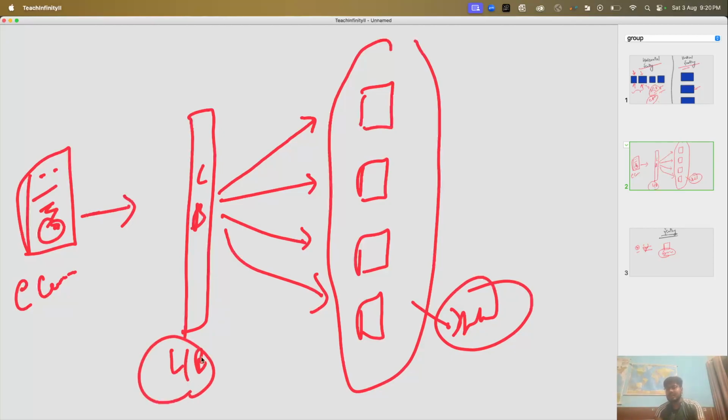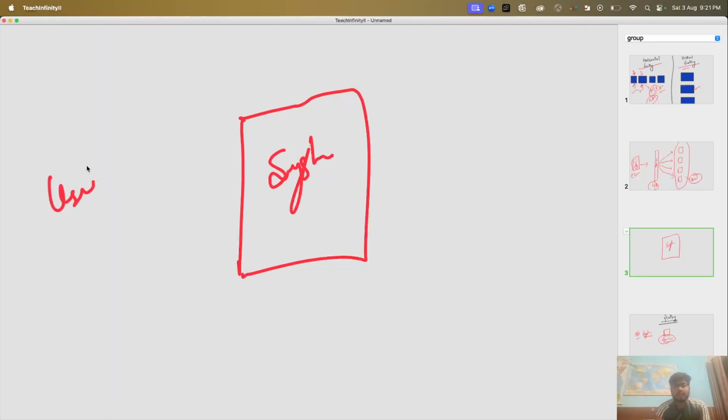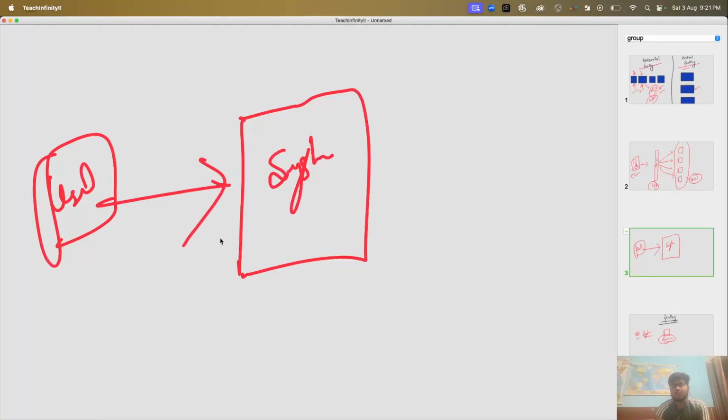Whereas in vertical scaling you do not need a load balancer. Why do you not need a load balancer? Because you have only one system. This is your system, and this is the user. The request directly goes to the system and it will respond, it will just give the response back to you.